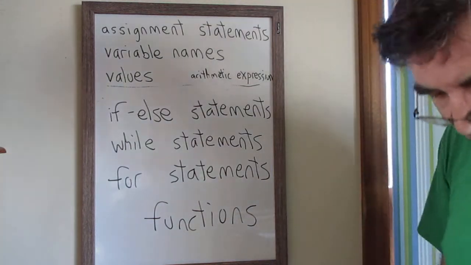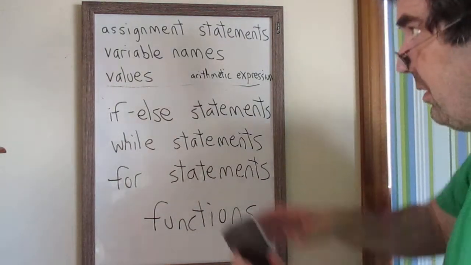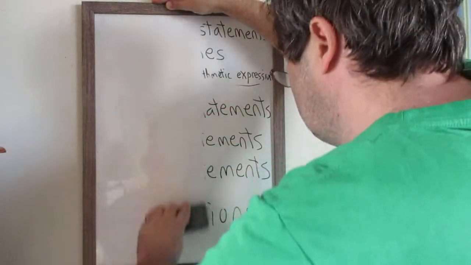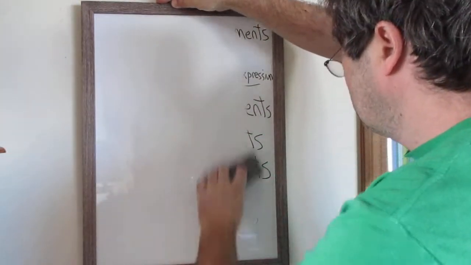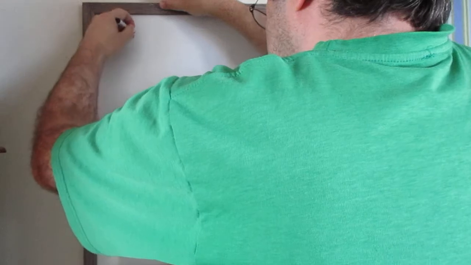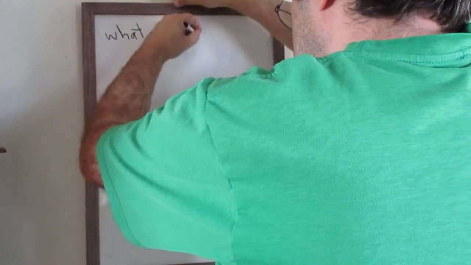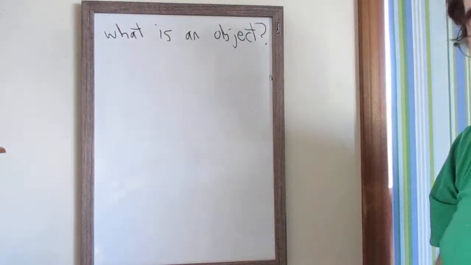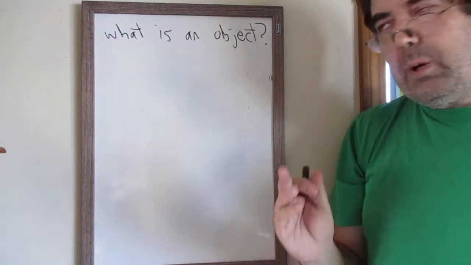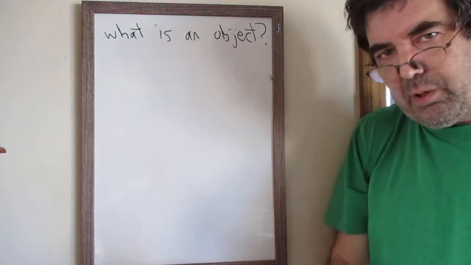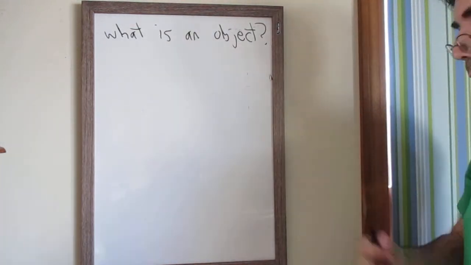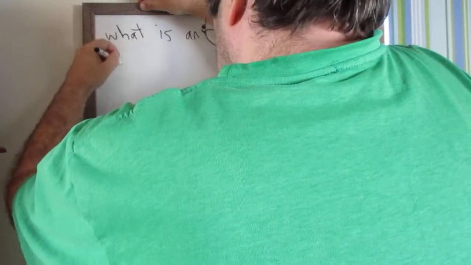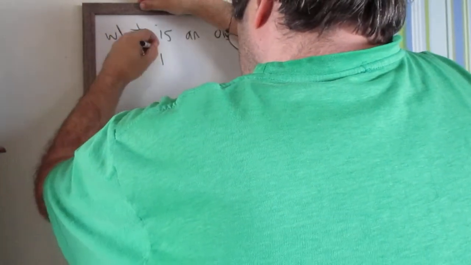So let me ask a question. In JavaScript, my question is, in JavaScript, what is an object? And to help answer that question, I'm going to ask a second question. So I want to ask two questions in the context of the JavaScript programming language. What is an object? To help understand that question, my second question is, what is a value in JavaScript?